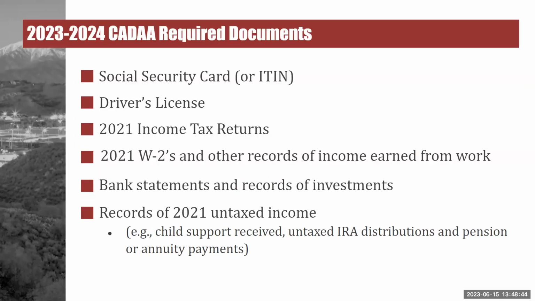Here is an overview of some of the required documents you should have readily available in order to complete the 2023-2024 online California DREAM Act application. Social Security card, or ITIN, which is an individual taxpayer identification number, driver's license, 2021 income tax returns, 2021 W-2 and other records of income earned from work, bank statements and records of investments, and records of 2021 untaxed income. For example, child support received, untaxed IRA distributions, and pension or annuity payments.